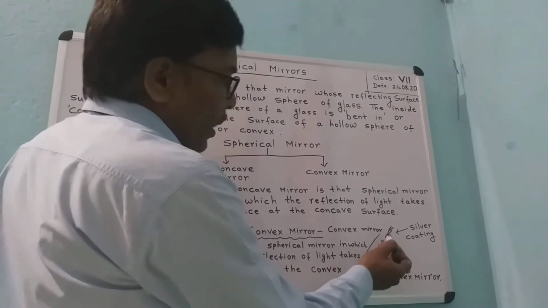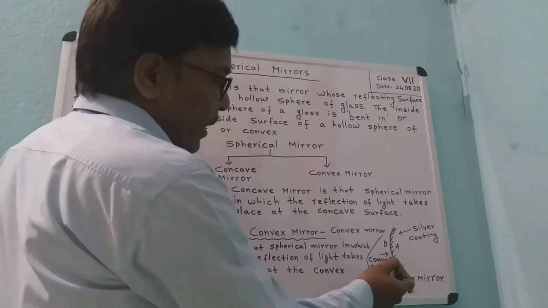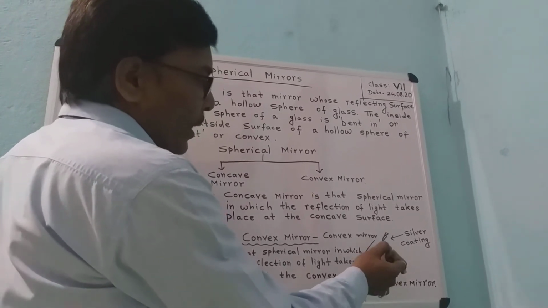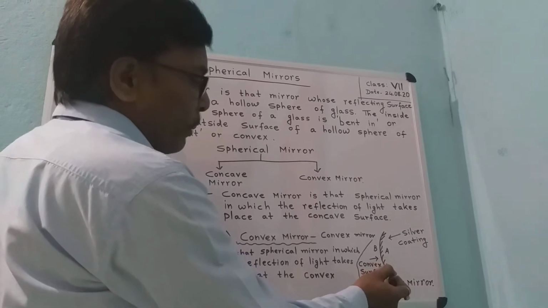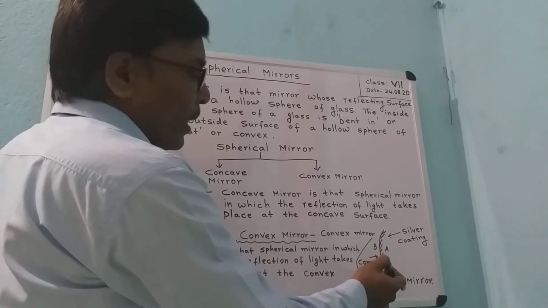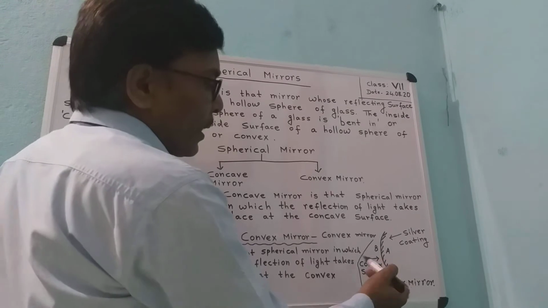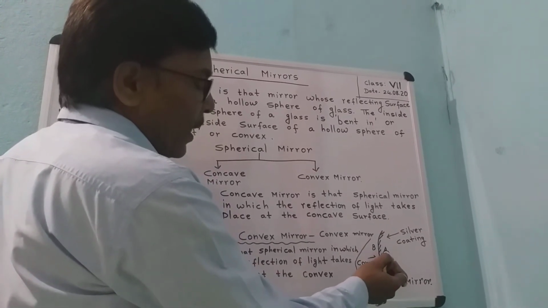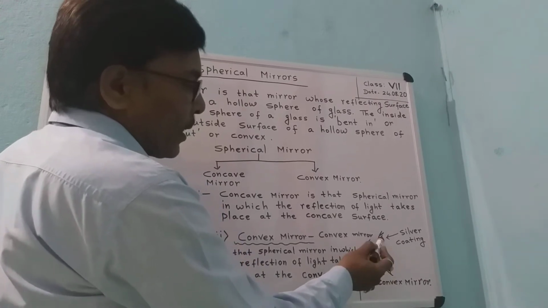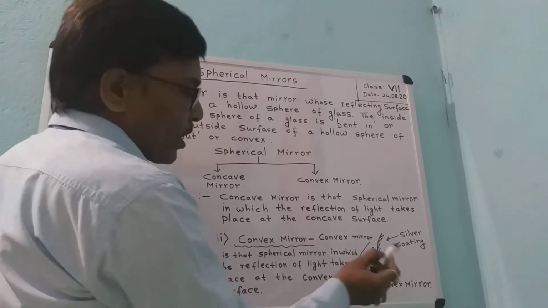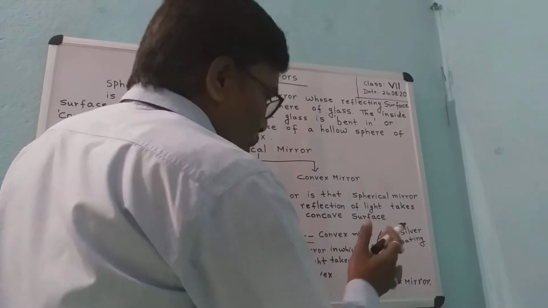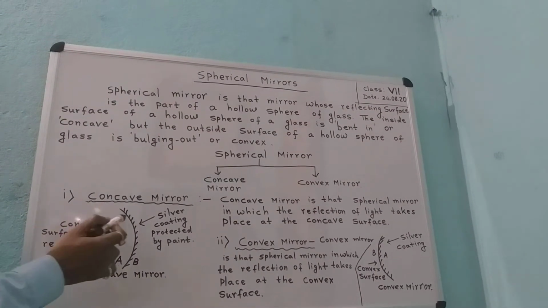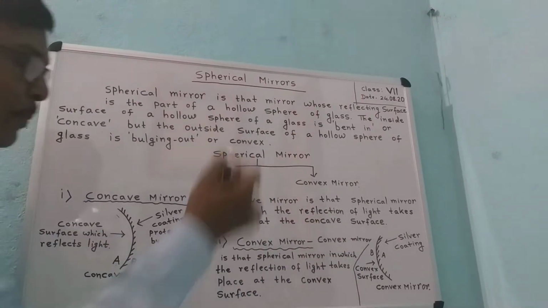Now the reflection of light takes place from this convex surface. This convex surface of the convex mirror is on its left side, and the back side of the mirror, which is marked A, is represented by small oblique lines. So here we have defined both the concave mirror and the convex mirror.